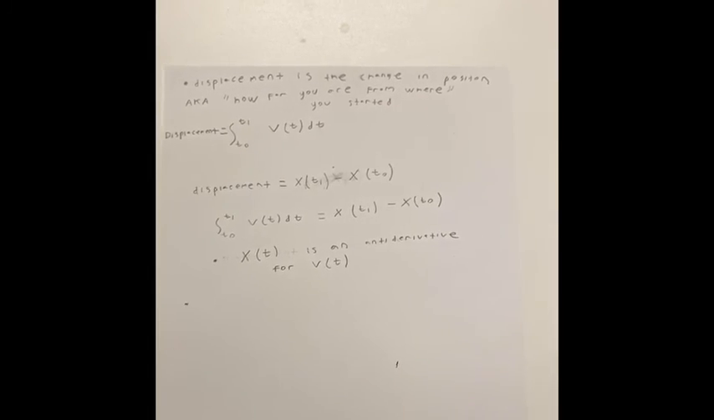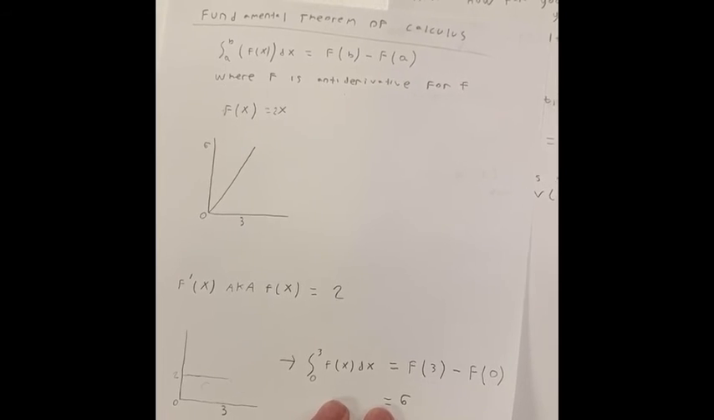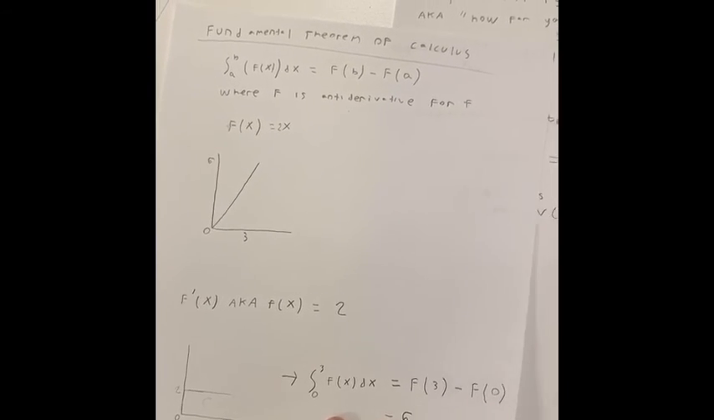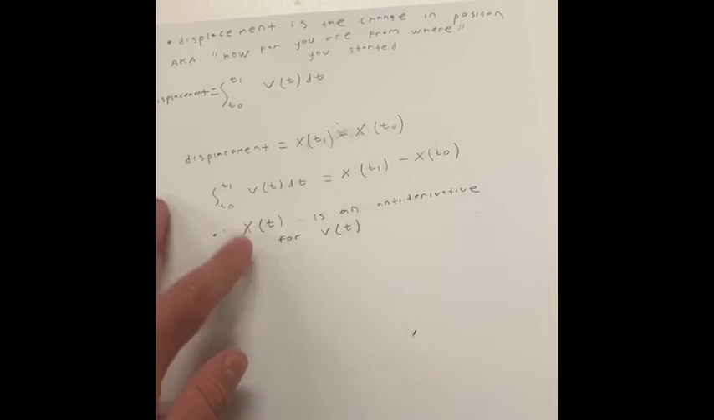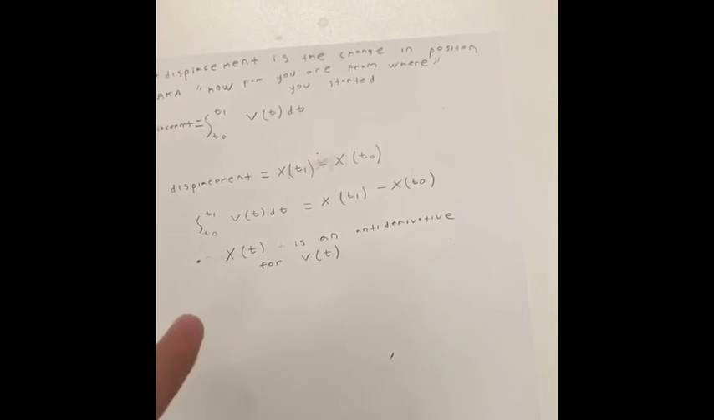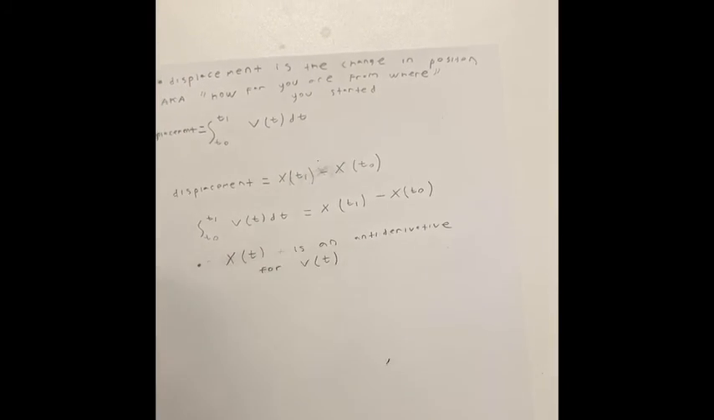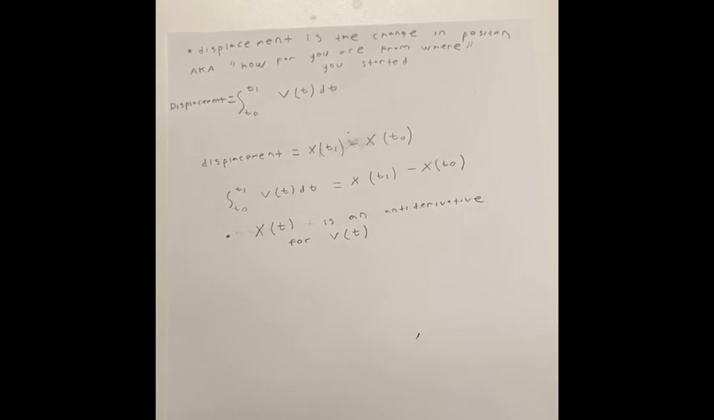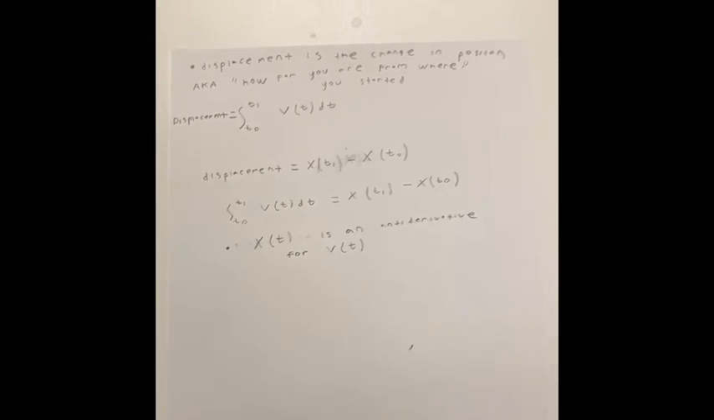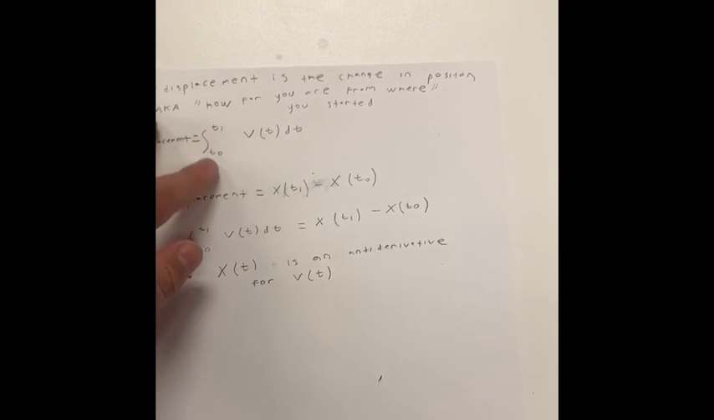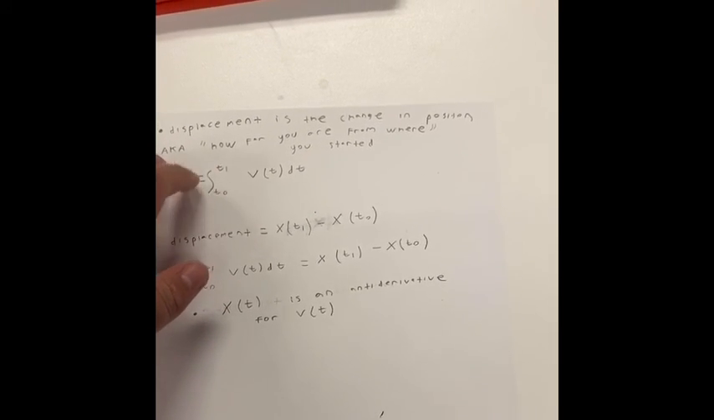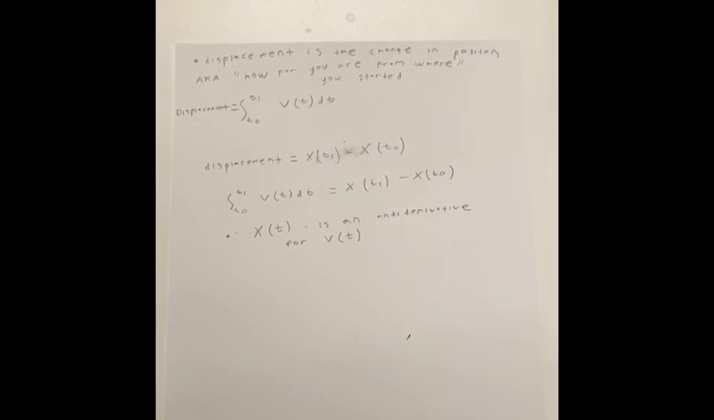And that looks awfully similar to this fundamental theorem of calculus that you guys learned a few days ago. And this makes sense because position is an antiderivative of v of t, velocity. So this is why displacement is equal, from initial time to final time, to the integral of v of t. That is why this all makes sense.